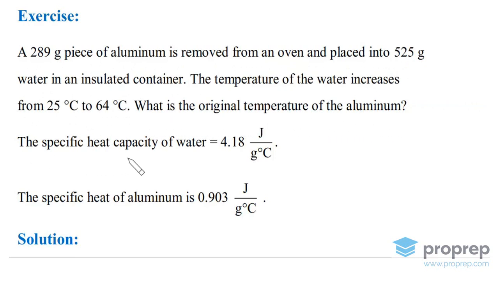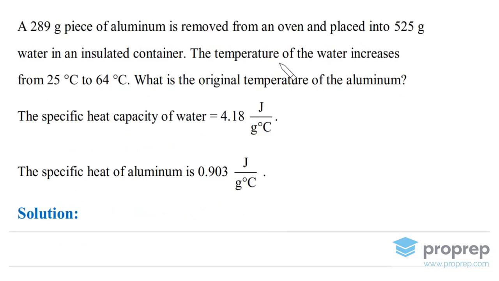The specific heat capacity of water equals 4.18 joule per gram degree Celsius. The specific heat of aluminum is 0.903 joule per gram degree Celsius. So here we want to calculate the original temperature of the aluminum, meaning the T initial temperature.